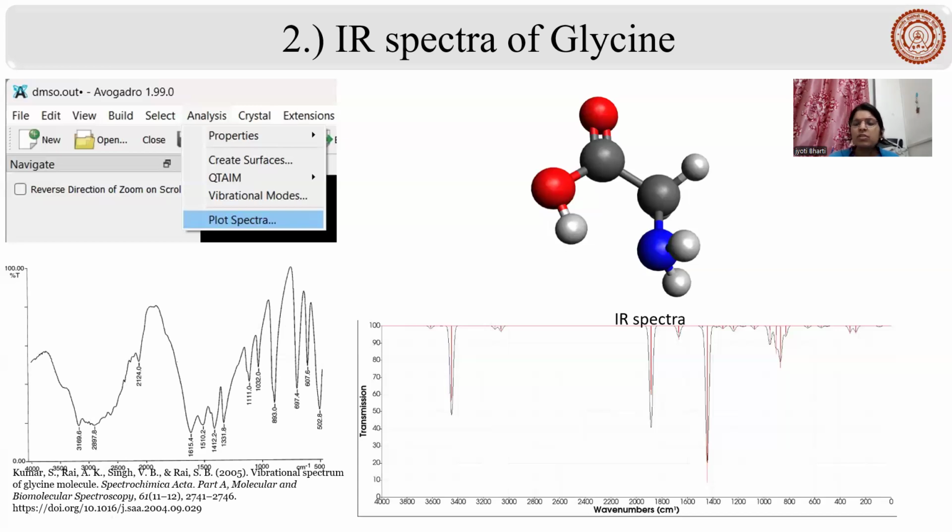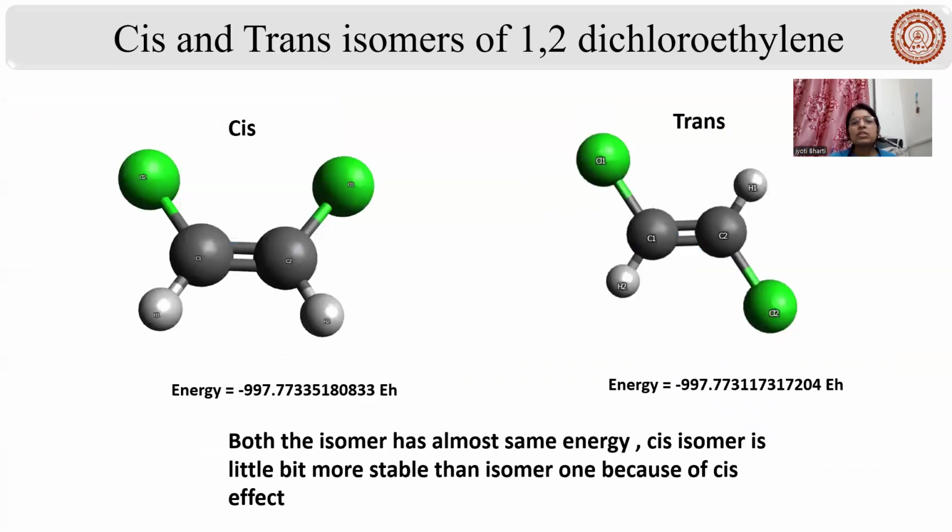There are also some deviations because in experiments we have solvent effects and other things, but in the DFT calculation we are considering only a particular molecule of glycine. So this is the IR spectra data we got. After that, the third question was to find the trans and cis geometry of 1,2-dichloroethylene. In a similar manner, we firstly created the input geometry, then optimized it, and got the output files. From the output files, we get the energy values.